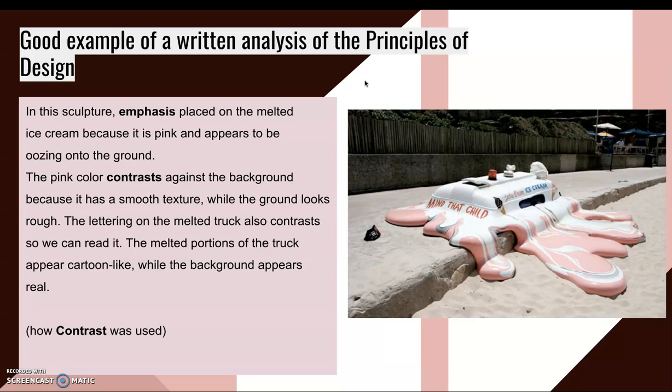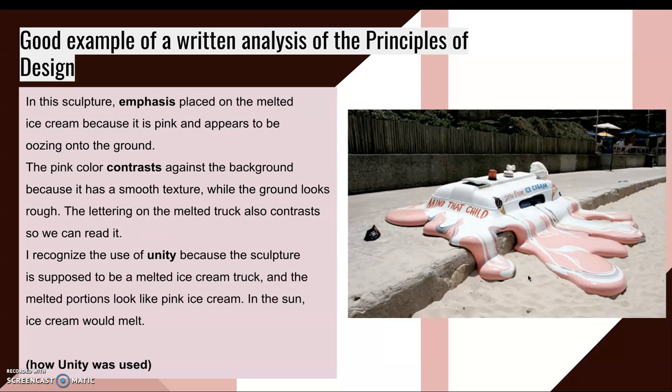So now I'm going to talk about the contrast. The pink color contrasts against the background because it has a smooth texture while the ground looks rough. The lettering on the melted truck also contrasts so we can read it. The melted portions of the truck appear cartoon-like, while the background appears real. So I identified 3 ways that contrast is being used in this sculpture. I'm talking about the use of color, the use of color on the actual truck, and the fact that there's a contrast between what looks real and what looks fake, as well as the use of texture.